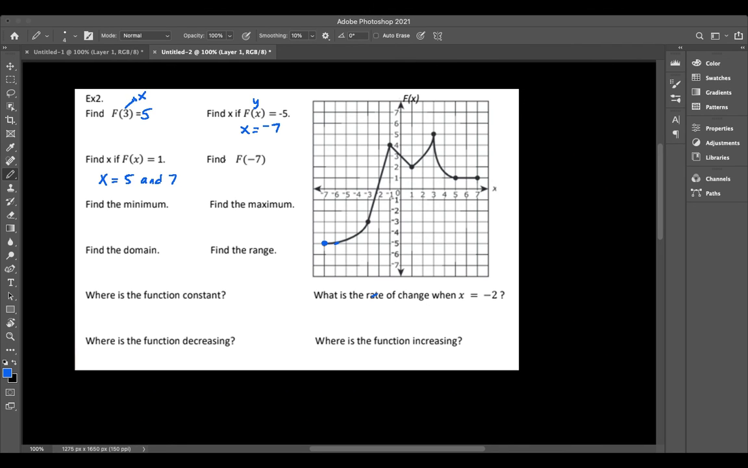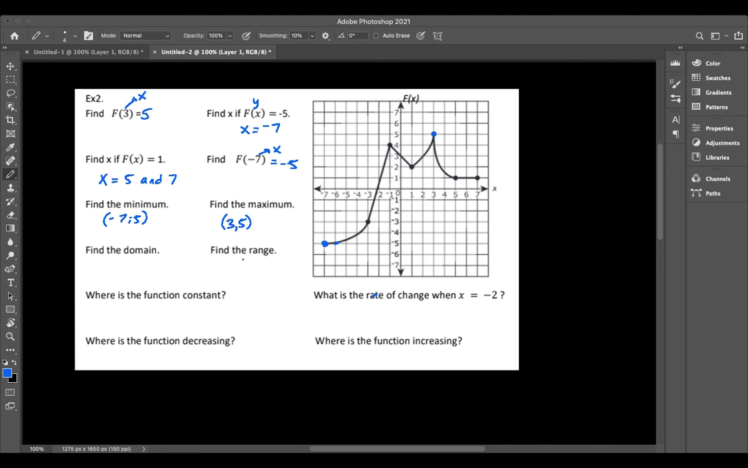Okay, so find f of -7. So basically, -7 is x. Okay, it's right here. And where does that cross? What is the y value of that, which is -5? Okay, so the next question is, what's the minimum? Minimum means what's the lowest point in the graph. Okay, right here. So all you have to do is give that coordinate point. So -7, -5. The maximum is the highest point right here. So we look at 3, and then we got 5.